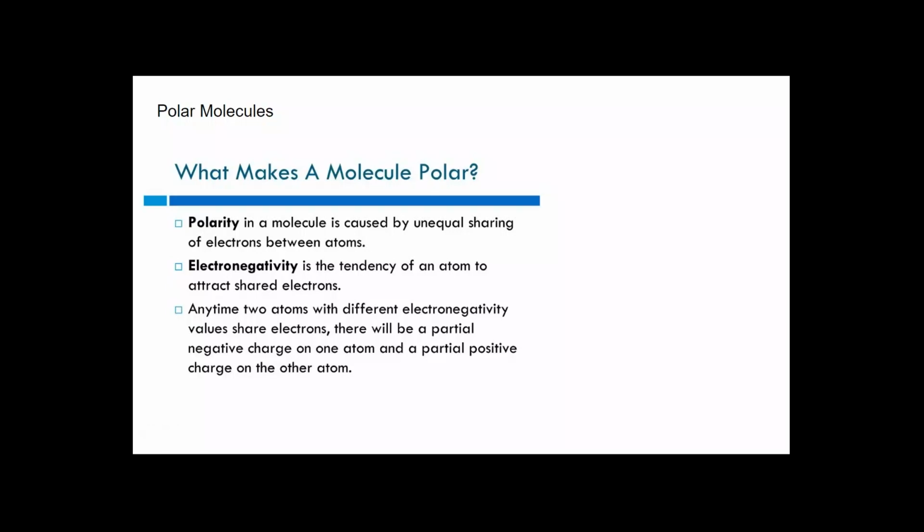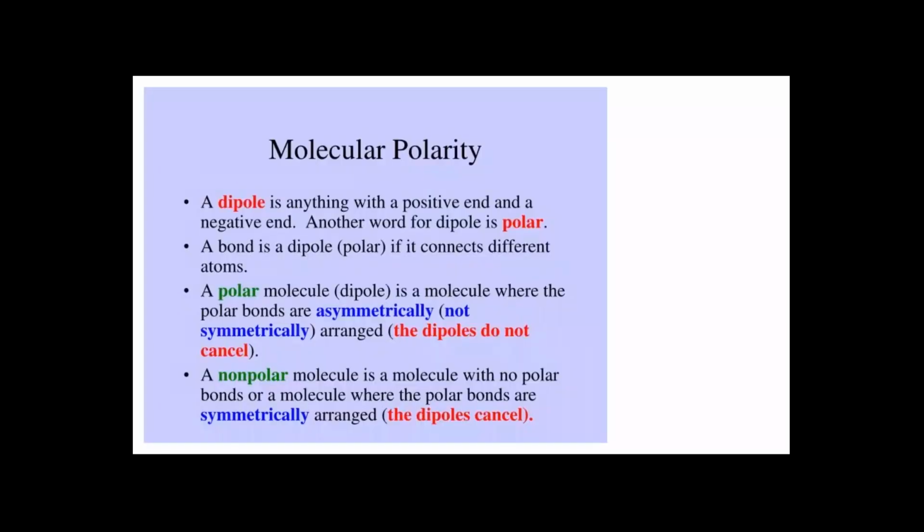And anytime two atoms of different electronegativity values share electrons, there'll be a partial negative charge on one atom and a partial positive charge on the other atom. And of course, the more electronegative element will have the negative charge. So, molecule polarity.